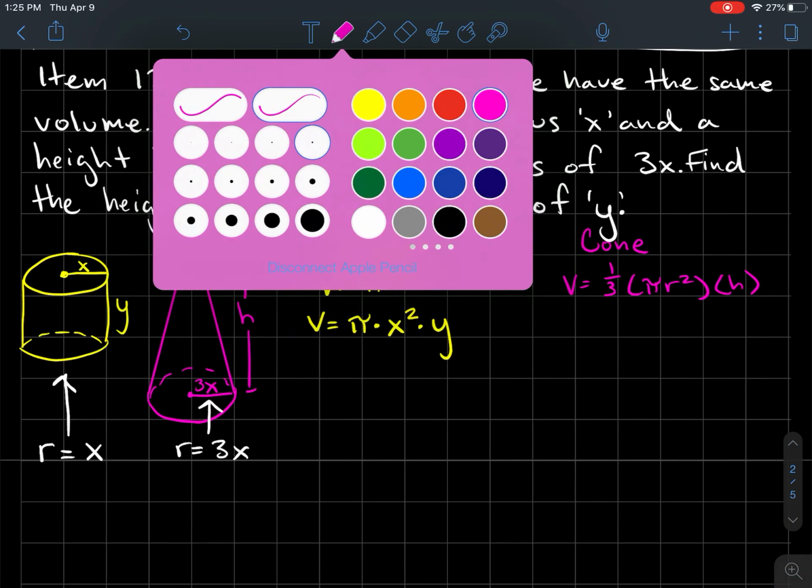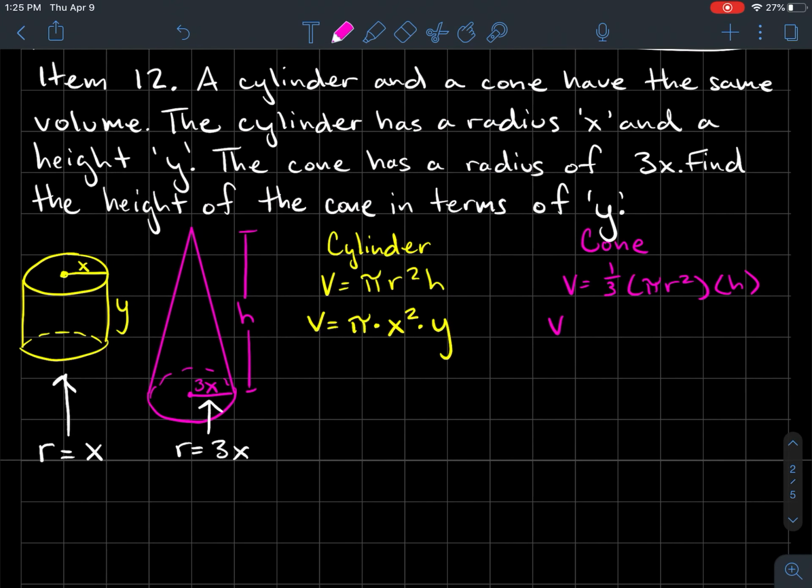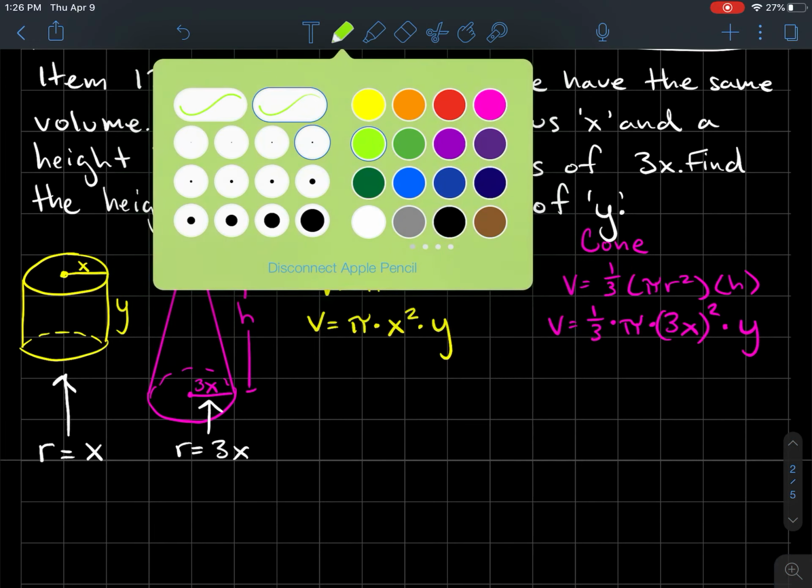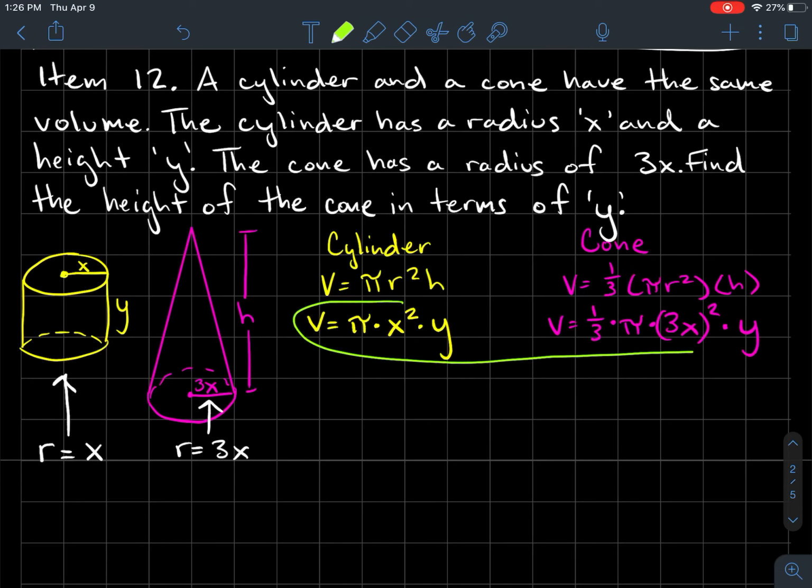Let's take a look at our cone. The volume is what we're trying to figure out. The 1/3, we can't change that yet. Even the pi, we can't change that yet. But what do we know about the radius of the cone? We know that it's 3x. So I'm going to write 3x, and we're going to square that. Then we're going to multiply it by the height, and instead of h, we're going to use y. Now let me circle this in green. In green, we have the volume of the cylinder and the cone in that line there.